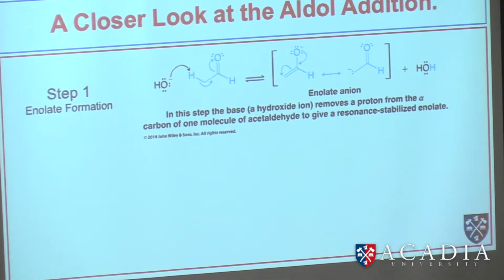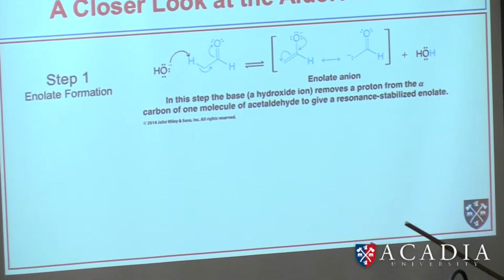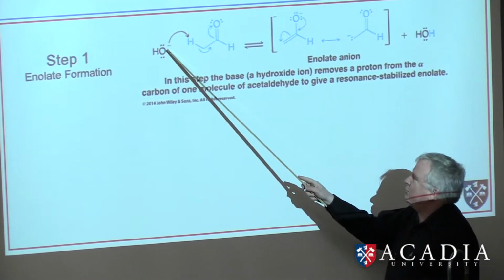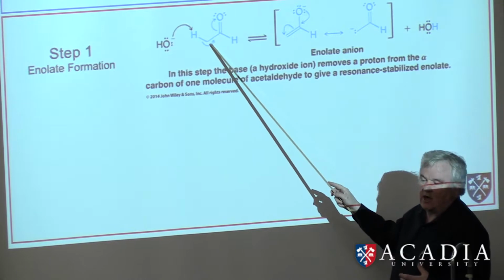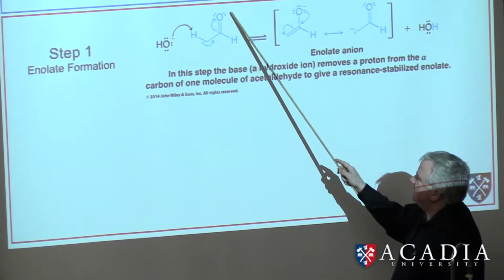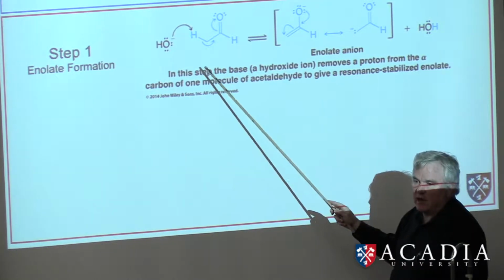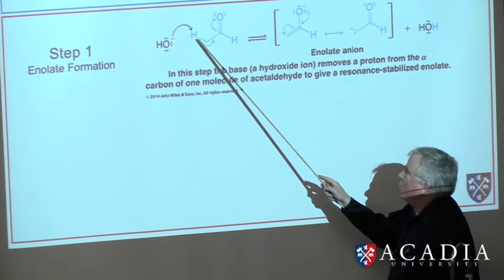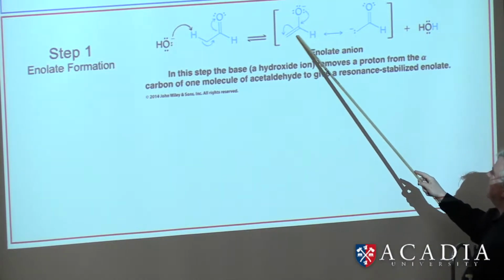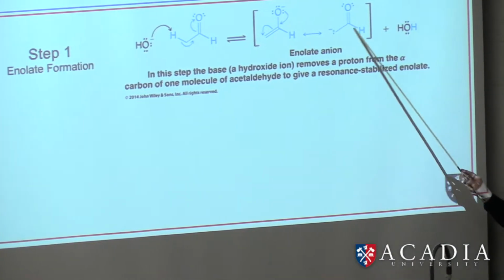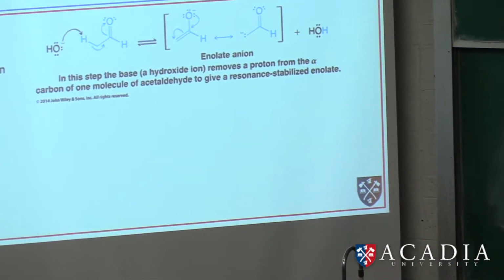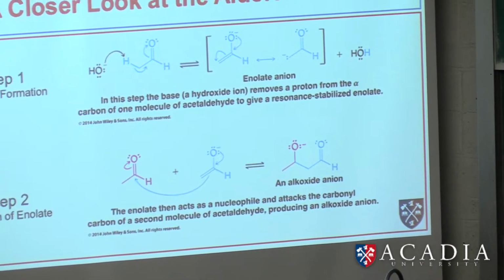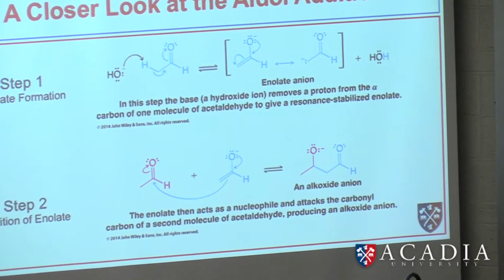Let's take a closer look. So we've already discussed this. The first step in the reaction, we have some base around, and it removes one of the hydrogens on the alpha carbon. In this case, we have an aldehyde, so we only have one alpha carbon. It removes that proton, and we end up with this enolate anion. And we know that that charge can be shared. That's the first step. The second step then just involves the nucleophilic attack.